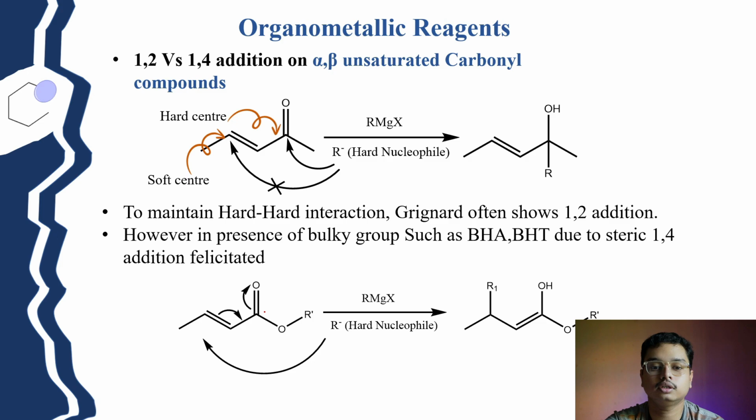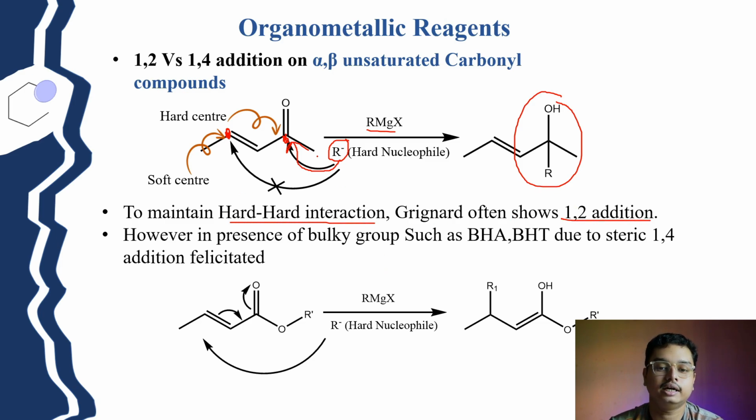Also in the case of alpha beta unsaturated carbonyl compounds, we know that this particular carbonyl carbon is the hard center and this particular 1,4 center is a soft center. Since the Grignard yields R minus, it is a hard nucleophile, thus that particular nucleophile attacks at the 1,2 position, and this particular product is major and no 1,4 attack takes place. To maintain hard-hard interaction, Grignard often shows 1,2 addition.